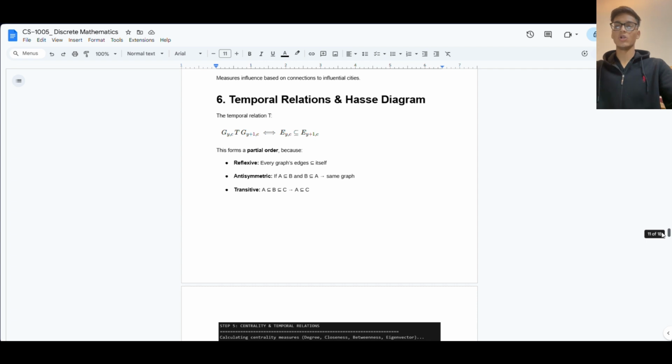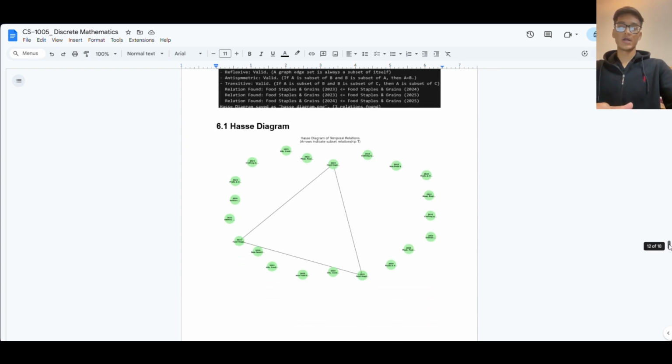This relation satisfies all three properties of a partial order, which are reflexive, every graph's edges are a subset of itself; anti-symmetric, if the graphs are subsets of each other they are identical; and transitive, that if y1 is a subset of y2 and y2 is a subset of y3, then y1 is a subset of y3. Because of these properties, the relation forms a partial order, and we can visualize it using a Hasse diagram. In the diagram, each node represents a year category graph, and edges indicate how similarity structures grow or strengthen over time. This shows us whether the price pattern relationships between cities become more connected, more stable, or more complex as years progress.